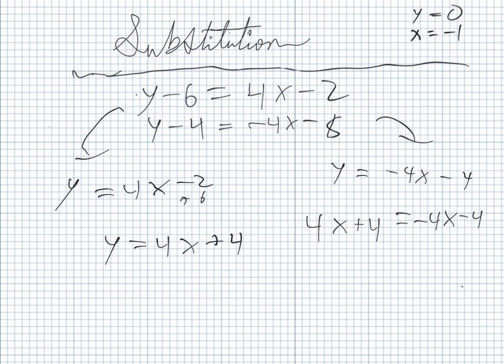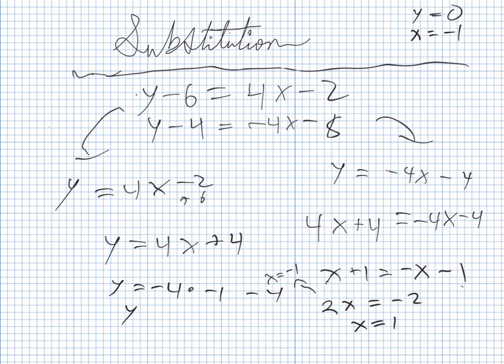And to simplify this, we're going to divide both sides by 4, leaving us with x plus 1 equals negative x minus 1. And upon further calculation, we can find that x equals negative 1. And so now we can plug this back into our original equation, giving us y equals negative 4 times negative 1 minus 4, giving us y equals 4 minus 4. Y equals 0. That's exactly what we found before.